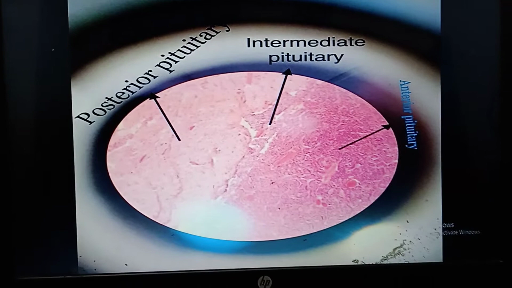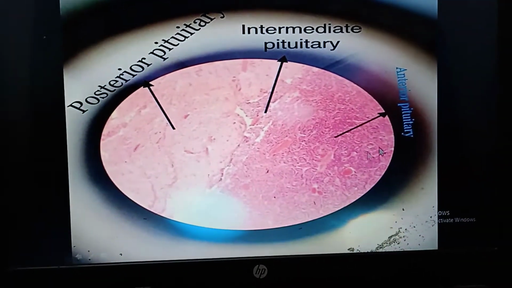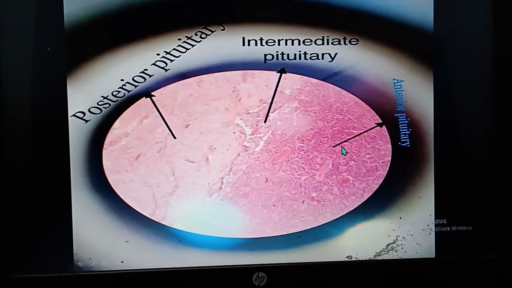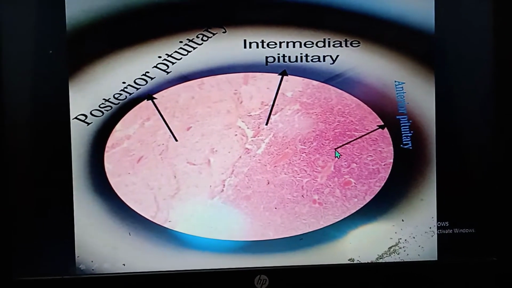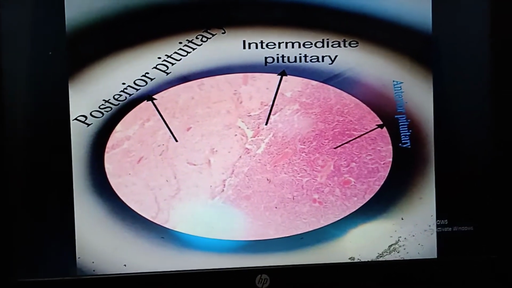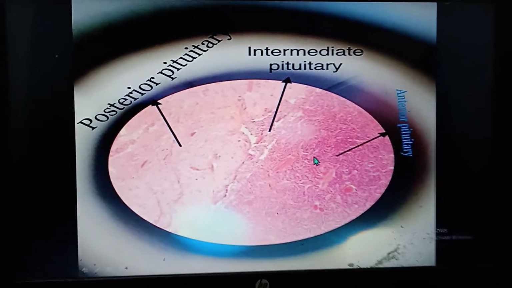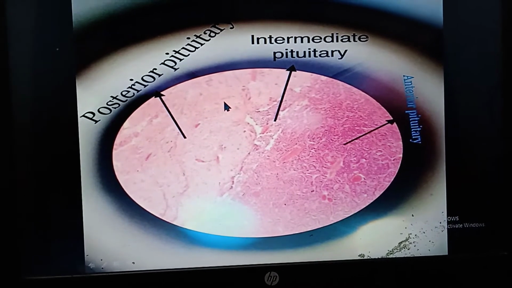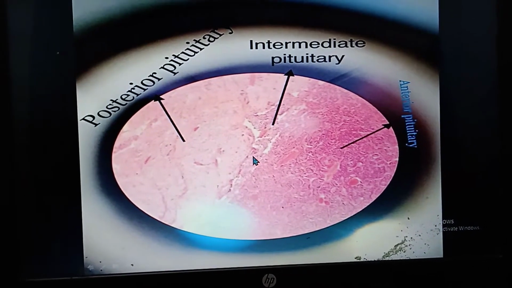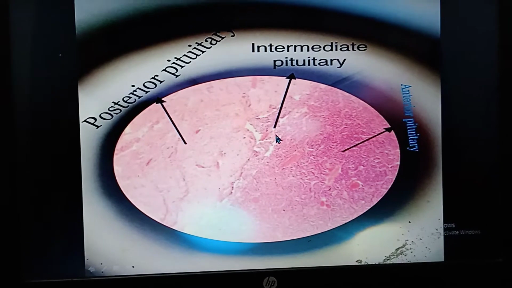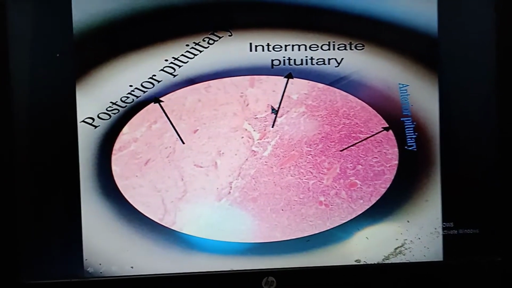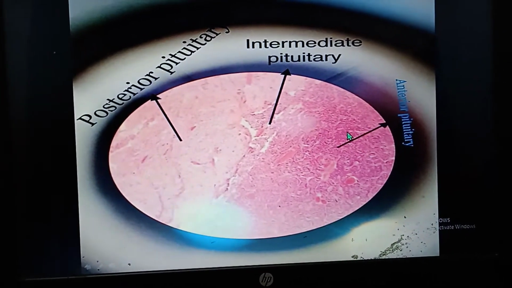This is another histological slide. Again, this is anterior pituitary, evidenced by the presence of acidophil and basophil. Acidophil takes red stain, whereas basophil takes blue stain. These are the secretory granules, and here is the unmyelinated nerve fiber, which does not take a stain. Posterior pituitary, and in between is the hypophyseal cleft, and after that comes the intermediate pituitary, which is the part of the anterior pituitary.